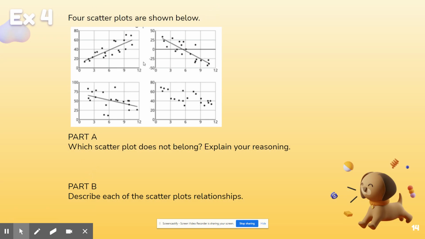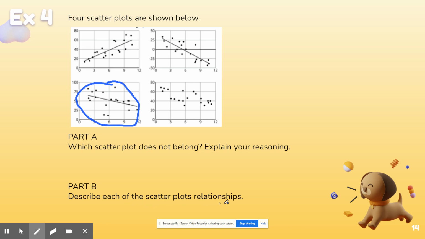It says scatter plots are shown. Which scatter plot does not belong? Explain your reasoning. So the one that I would say does not belong, see how these are grouped up? These are grouped up, and it's going down. This one kind of has it all over the place. I would say this one doesn't belong.